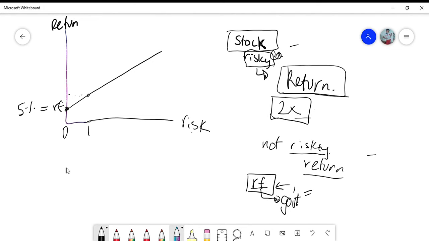So anyway, if we were to draw out risk and return, we would see that it's an upward slope. Because when the risk goes up, to make up for that risk, they're going to have to increase their return. Cool, great. So that's why this chart looks like this.